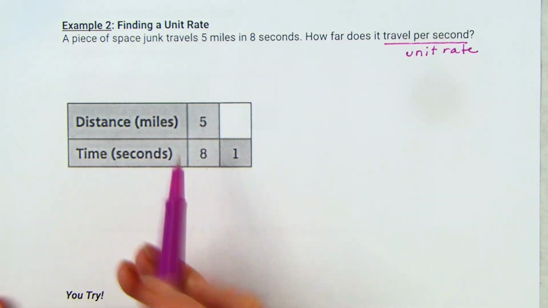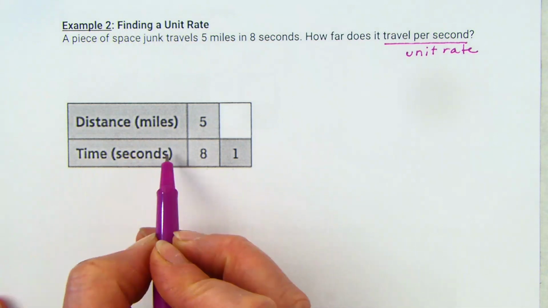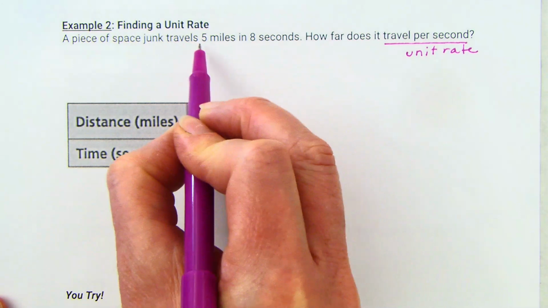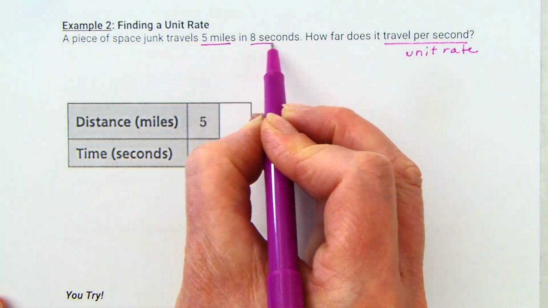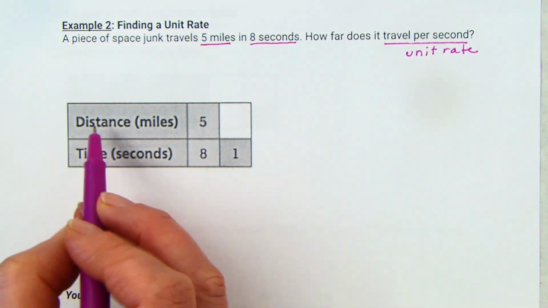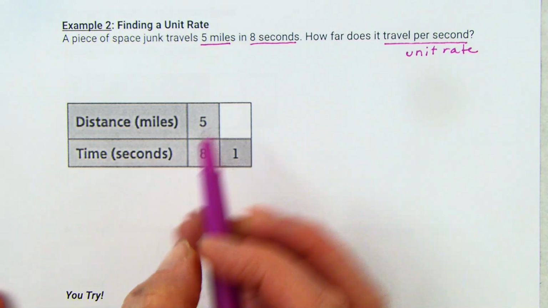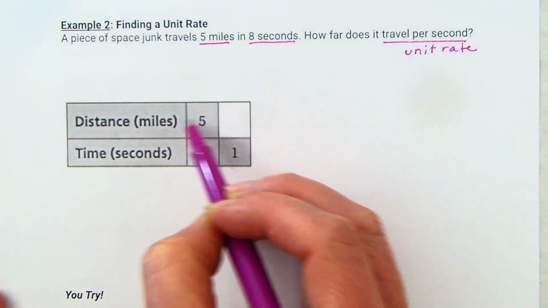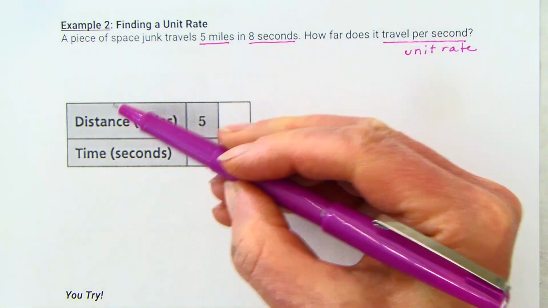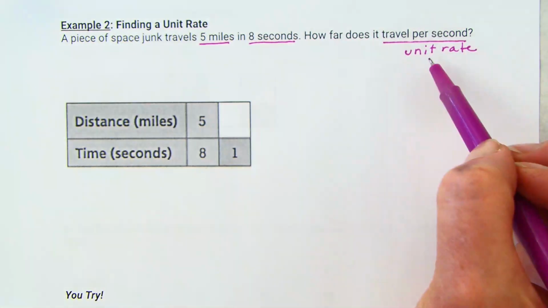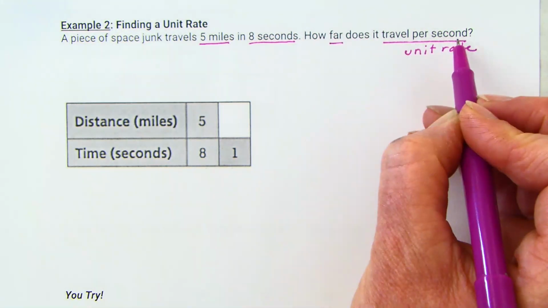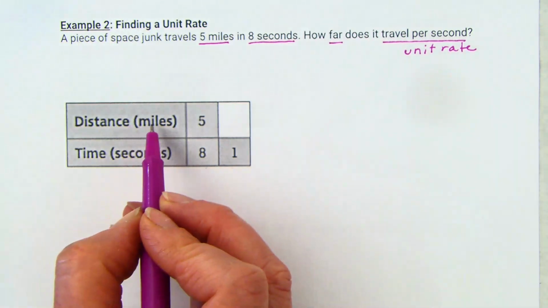So you can make a ratio table. It's really important to have everything labeled. So the first part is the distance. It tells us it travels 5 miles in 8 seconds. So we're going to do the distance and the time. And our problem says that the 5 goes with the miles and the 8 goes with the seconds. You can also tell what to put in your chart by looking at what you're trying to find out. I'm trying to find out how far per second. So the distance goes on the top.